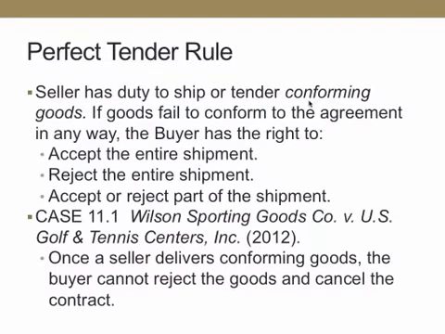The perfect tender rule. Seller has a duty to ship or tender conforming goods, and if the goods fail to conform to the agreement in any way, the buyer has a right to accept that shipment anyway, reject the entire shipment, or accept the conforming part and reject the non-conforming part. You can take a look at case 11.1.